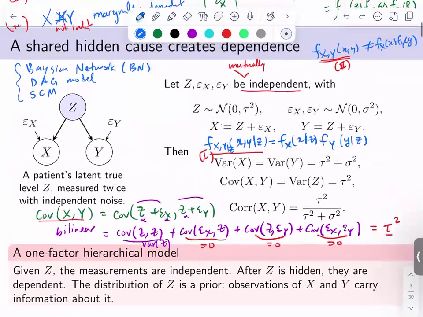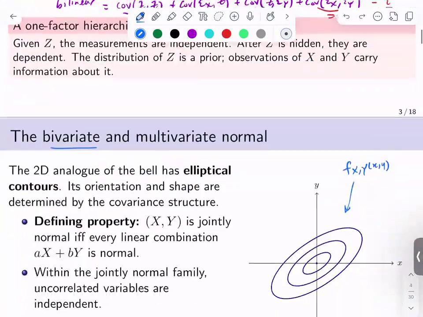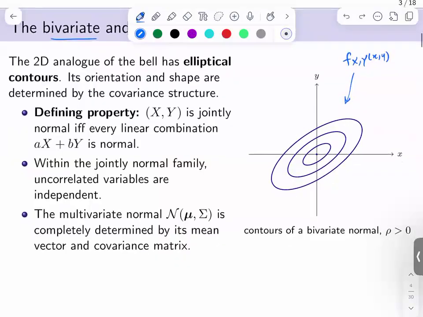But you can derive it. We're not going to derive it in this course. There's an alternative definition of a bivariate normal. You can say X and Y are jointly normal or bivariate normal if and only if every linear combination is normal. Okay, so this is an equivalent definition without giving you the density, and it generalizes to higher dimensions.